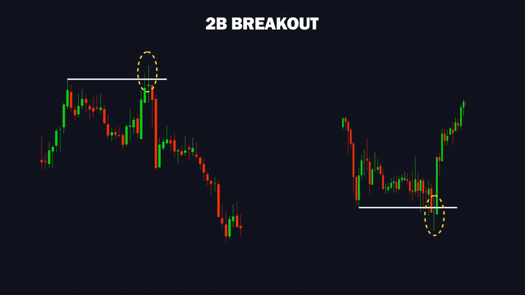Now, of course, technically, every double top or bottom is a 2B breakout if the second top or bottom exceeds the first one by any measure at all. However, we can usually distinguish true 2B breakouts by the fact that there is a candlestick wick making the breakout, followed immediately by a strong candle in the opposite direction.